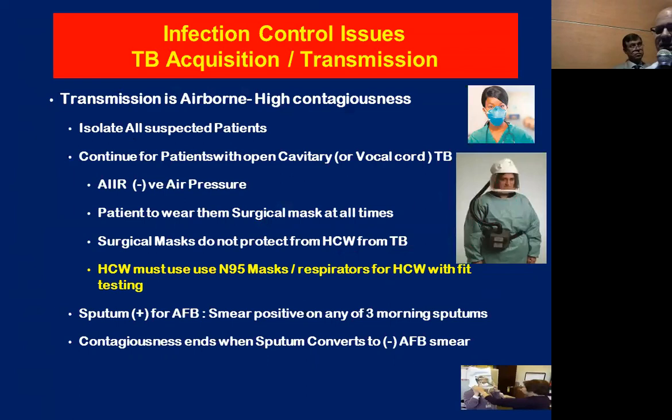A contagious patient is a patient with a positive sputum for AFB. And contagiousness ends when that sputum becomes negative for AFB. Typically it takes 3 weeks of effective therapy, about day 21 to day 22, for a smear to become negative, and we call that sputum conversion. That's when we can let a person out of isolation because they're not contagious anymore.